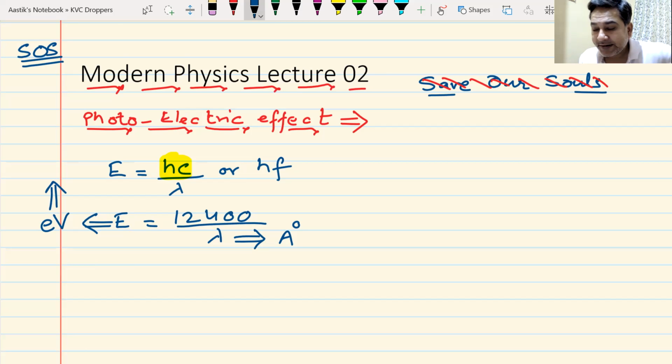Okay, so that is what we had done in the previous class, and we had seen that most of the questions we saw were just simply based on this formula.